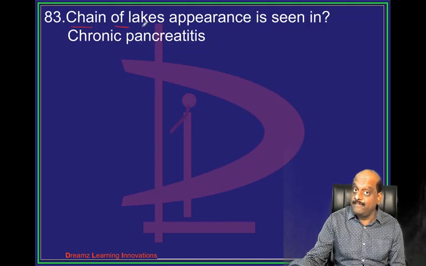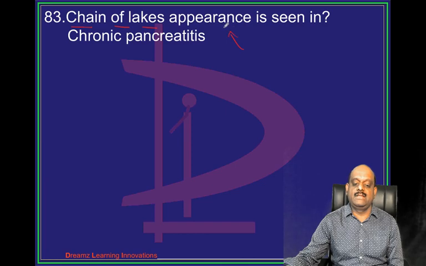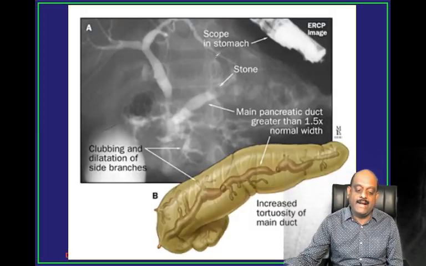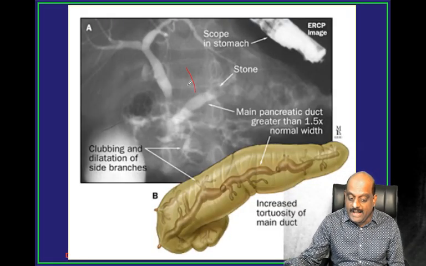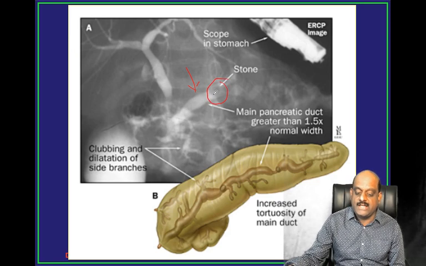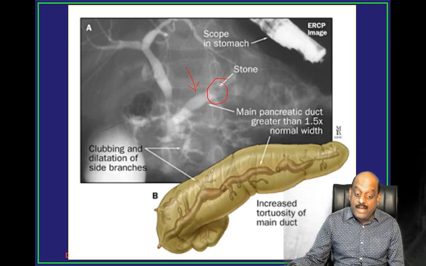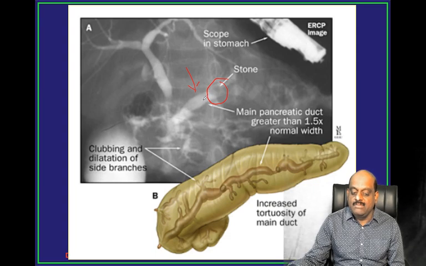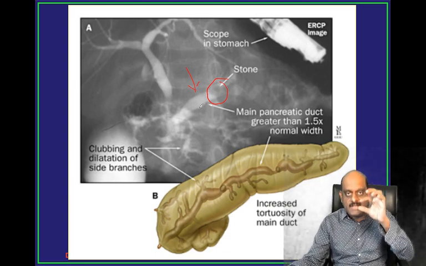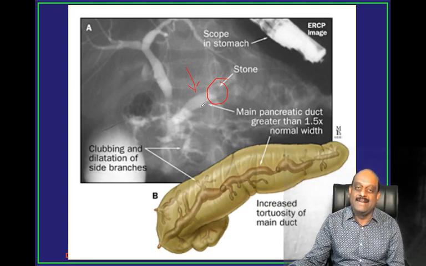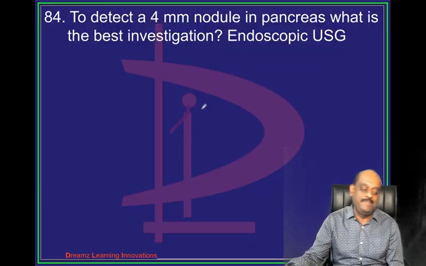Chain of lakes appearance. Where do we see that? Chronic pancreatitis. Yesterday only we discussed. A dilated common bile duct with a stone inside it. Chain of lakes appearance with the cicatrization, dilatation. Cicatrization, dilatation. That is what you typically see.